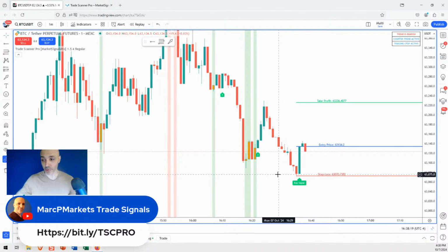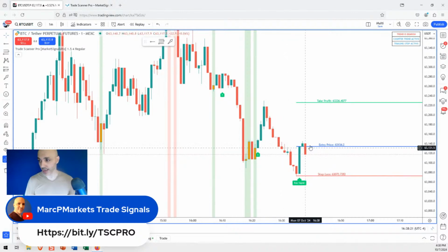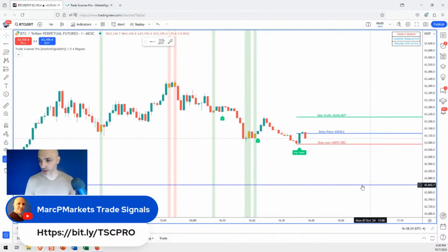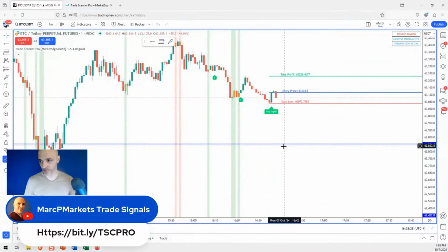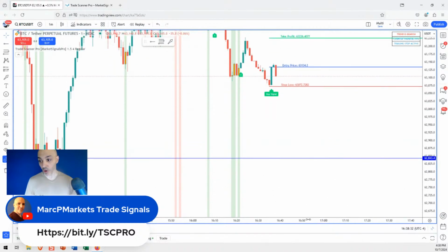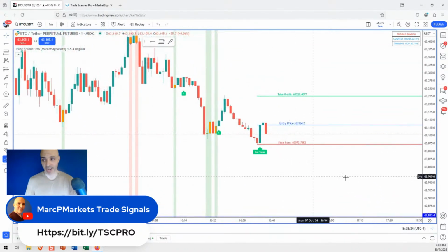The problem here is the supports are way lower, okay? For me to start thinking of this thing as a short, we need to break this. Then I'll start thinking on the short side, okay? Or we go to a resistance, which we're not at.